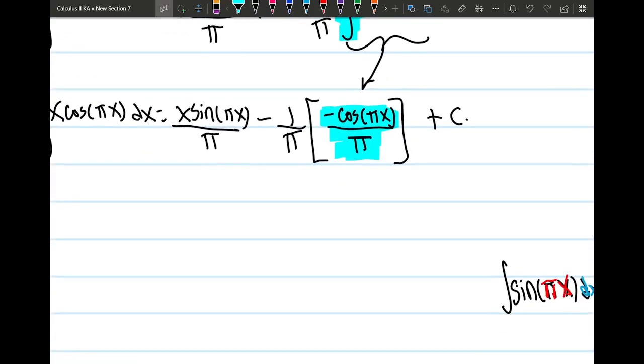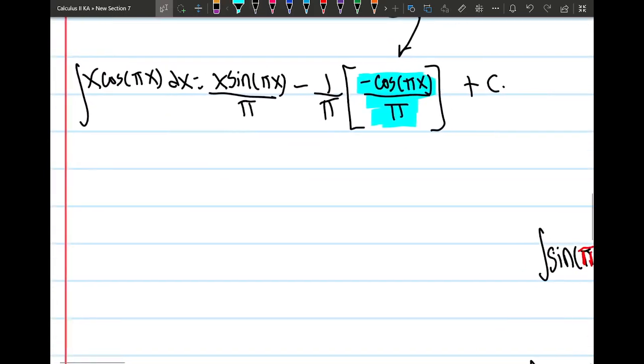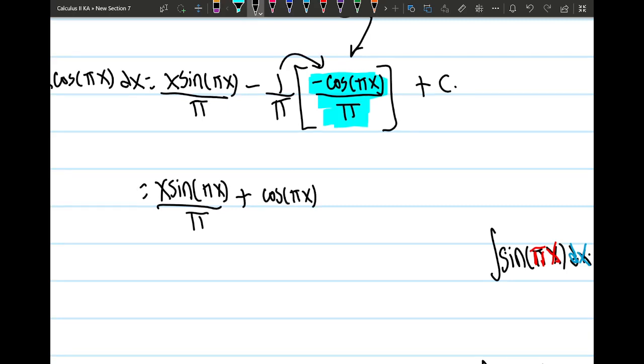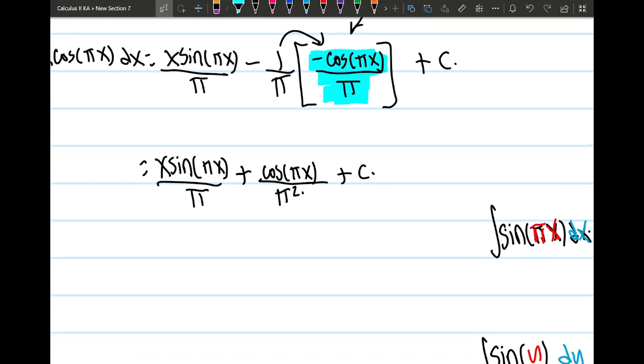And now let's just bring it all together. If we do some algebra here, this is going to be x sine of pi x over pi. If we distribute this in, it's going to be plus cosine of pi x over pi squared, plus our constant of integration c. We can end it here.